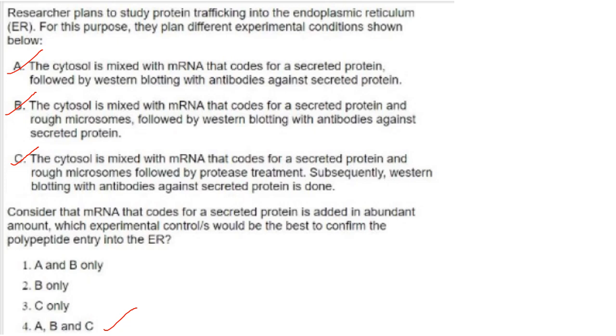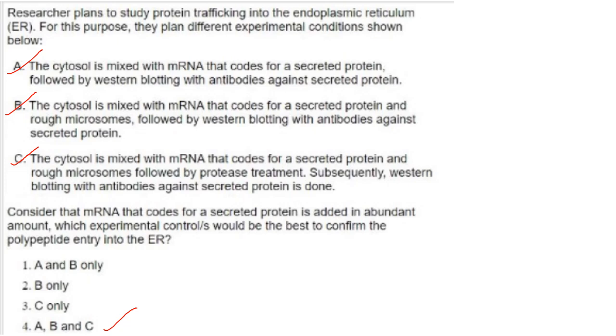Then next one. A researcher planned to study protein trafficking into the endoplasmic reticulum. For this purpose, they planned different experimental conditions shown below. So each is a different experimental condition. Consider that mRNA that codes for a secreted protein is added in abundant amount. Which experimental control or controls would be the best to confirm the polypeptide entry into the endoplasmic reticulum?